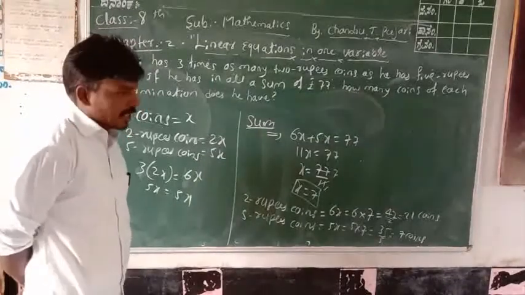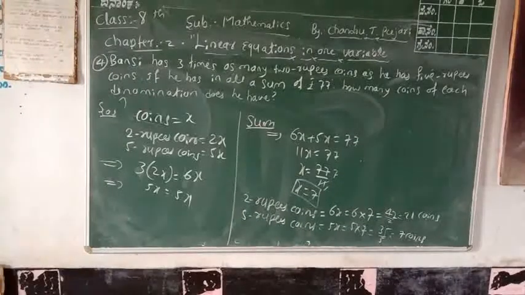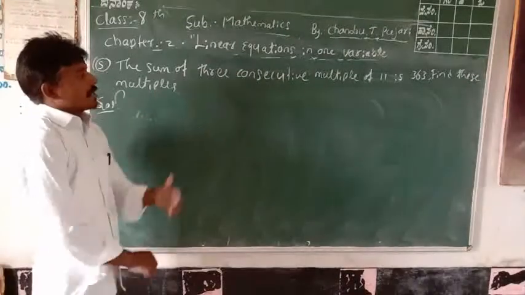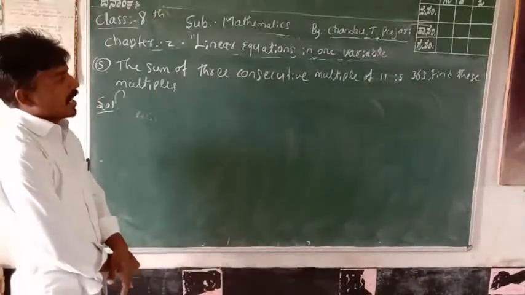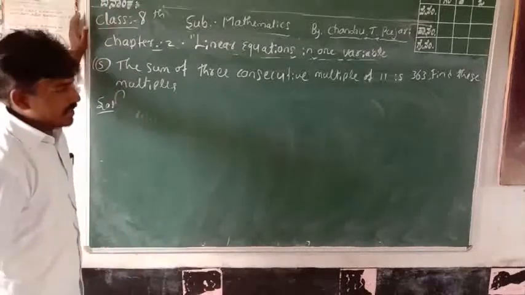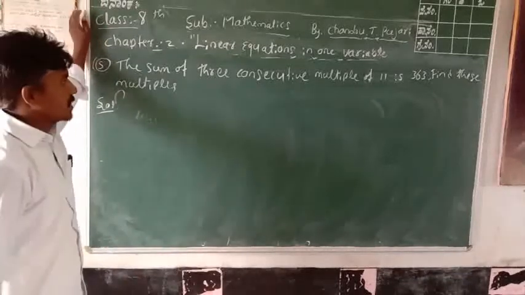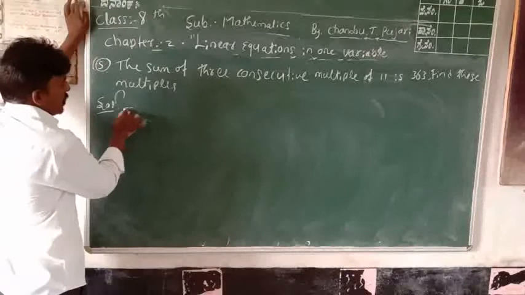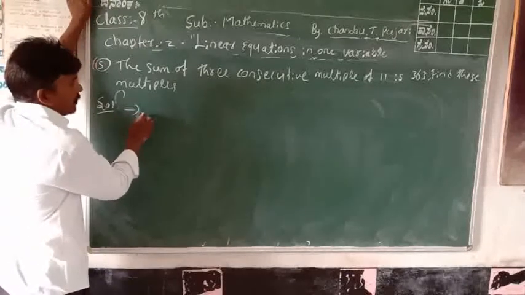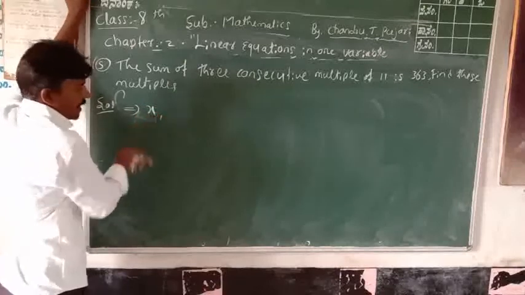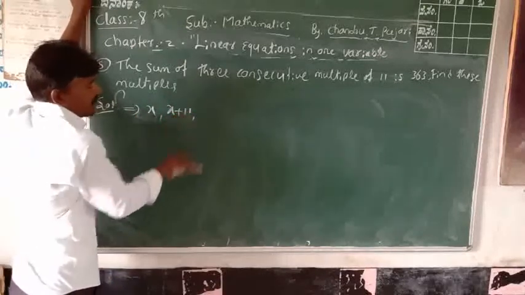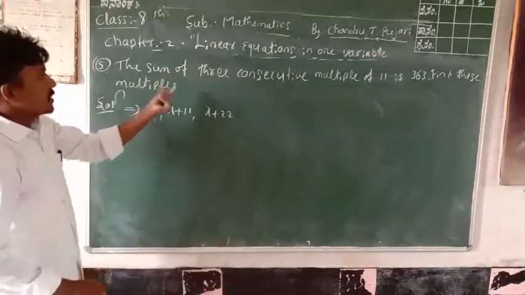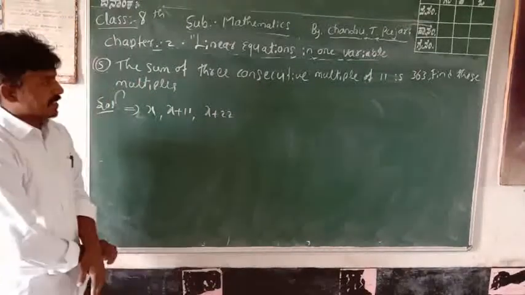Therefore, this is your fourth example. The next, fifth one: the sum of 3 consecutive multiples of 11 is 363. Find these multiples. Consecutive multiples are in a series. For example, consider the first one as x. The next one is x plus 11, and the next one is x plus 22. These 3 are three consecutive multiples of 11.